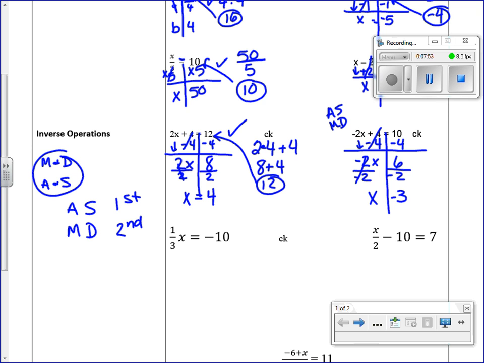Let me check it out. Let's see, negative 2 times, we said x is negative 3, times negative 3 plus 4. Negative times a negative is a positive 6 plus 4, and that's going to be 10. Sure enough, 10 and 10 check out.